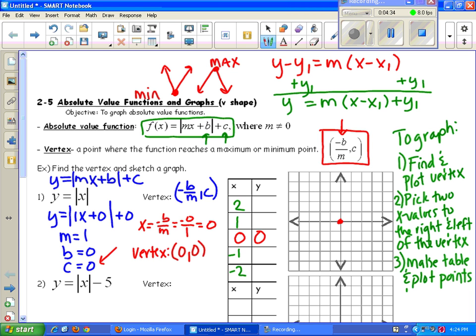If I plug 2 into my equation, the absolute value of 2 is 2, and that gives me my y value. If I plug 1 in for x, the absolute value of 1 is 1, the absolute value of negative 1 is 1, and the absolute value of negative 2 is positive 2. Then I have to graph this. So I have 1, 1, 2, 2, negative 1, positive 1, negative 2, positive 2, and now I can make my V shape. Of course, for my V shape, I would be using my ruler to connect the points, so that I get straight lines.